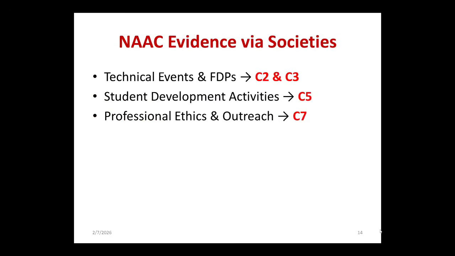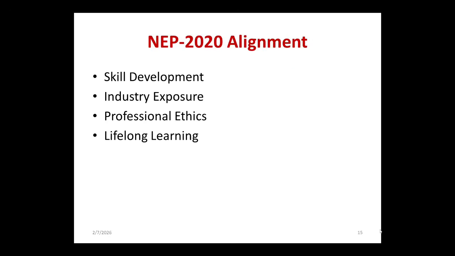So the evidence via societies in NAC: the technical events and FDPs are available in criteria 2 and 3, student development activities you can map in criteria 5, and professional ethics and outreach activities you can map in criteria number 7. Now, in that NEP alignment, the skill development, industry exposure, professional ethics, and lifelong learning are the high-level attributes that can be fulfilled with the help of student chapters.